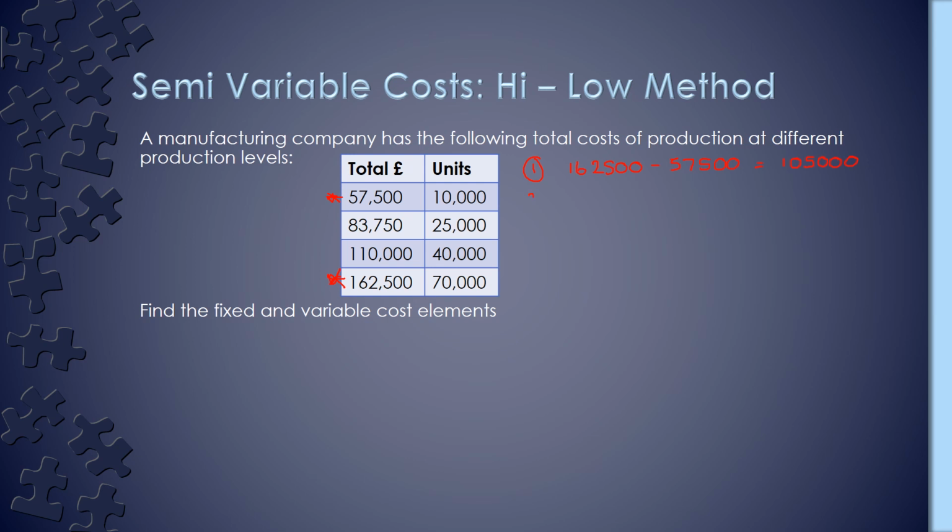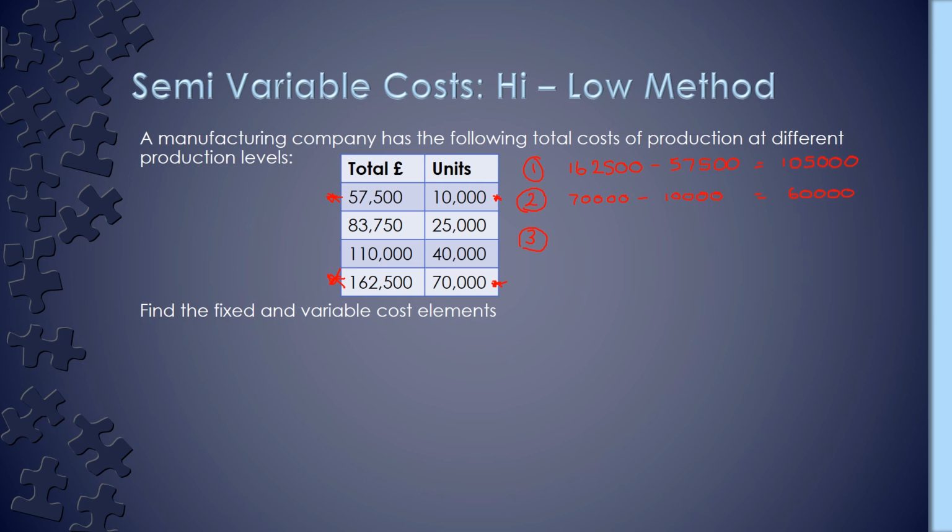Then step 2, we're going to take our highest number of units and our lowest number of units, and we're going to find the difference between them. So 70,000 minus 10,000 equals 60,000.